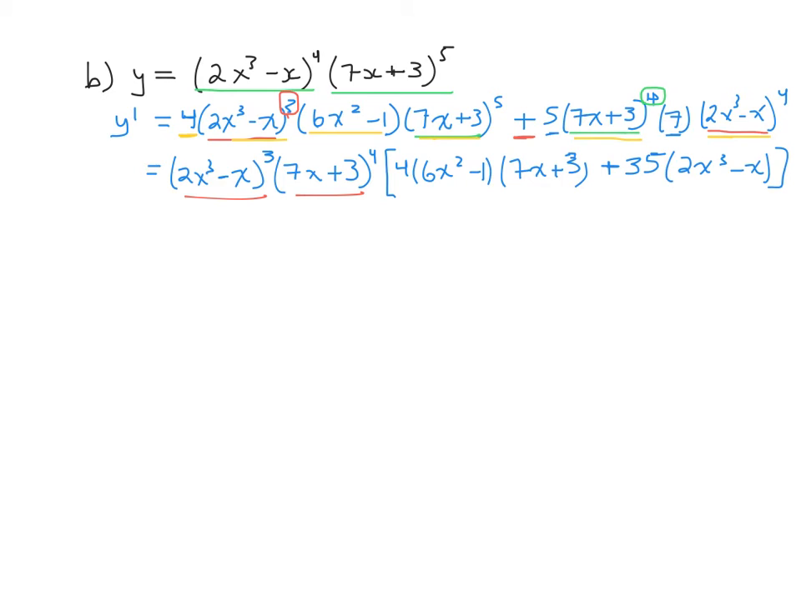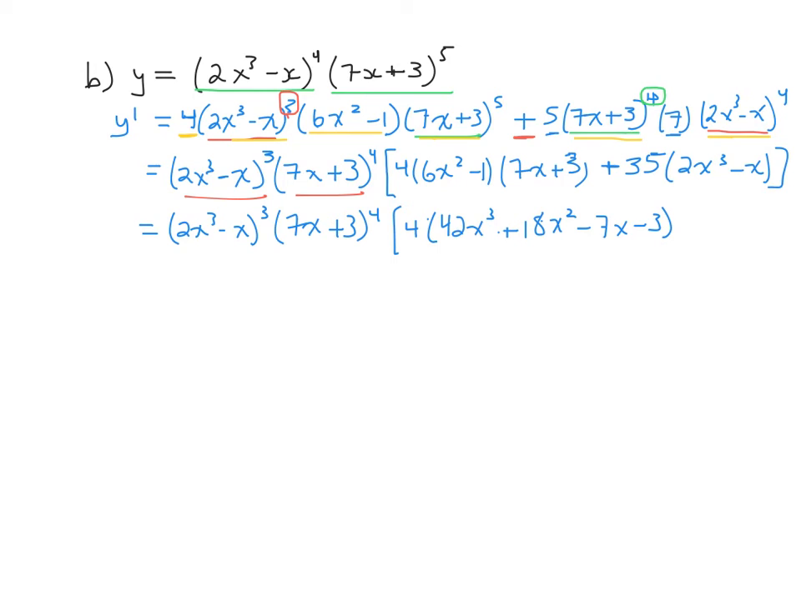We're going to simplify what's inside that bracket next. So we keep these factors as they are, 2x cubed minus x all cubed, 7x plus 3 all to the 4. And then in this bracket, I'm going to expand and simplify my two brackets first. 7 times 6 is 42, x cubed plus 18x squared, and I hope somebody's watching and following carefully and making sure I don't make any mistakes with all this kind of multiplying, expanding and simplifying. And I don't know if I can squeeze this in here, plus 70x cubed minus 35x.